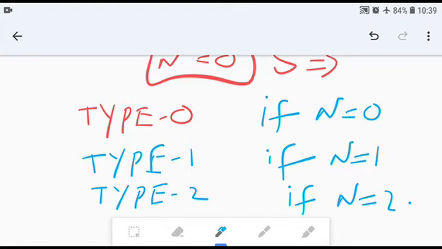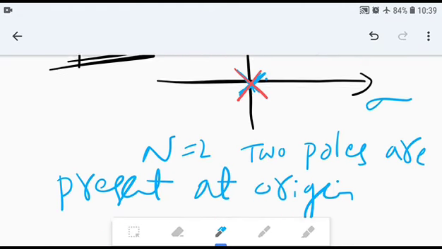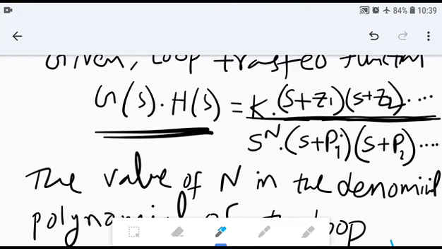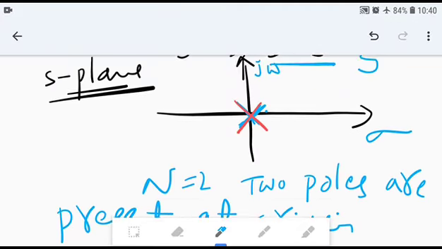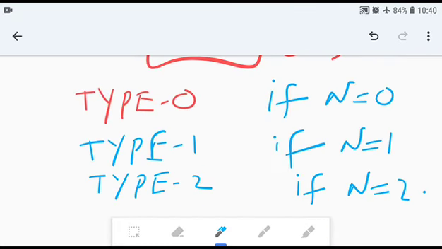So what it is finally deciding is, we have the denominator polynomial in the given loop transfer function, that is s to the power of N times (s plus p1) times (s plus p2) and so on. So capital N is present in the denominator polynomial of the loop transfer function. That capital N value decides the type number of the control system, right.